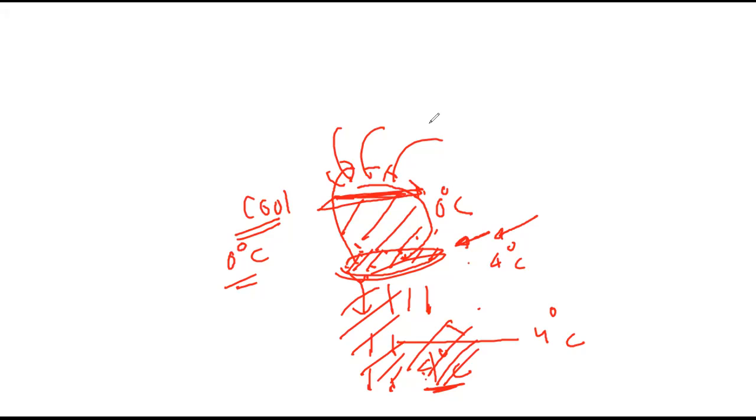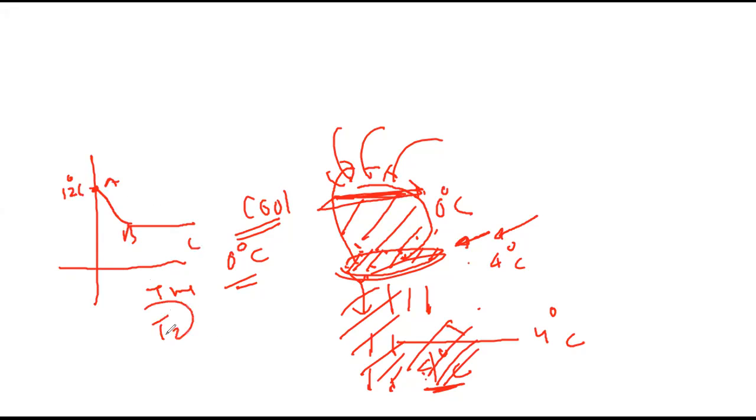If they ask for the graph of thermometers T1 and T2. T2 means the lower thermometer. Initially it was at 12 degrees Celsius showing the temperature. After some time it will lose and come up to 4 and stay constant. So this is the graph of thermometer T2. Thermometer T1 is at 12 degree at the start.